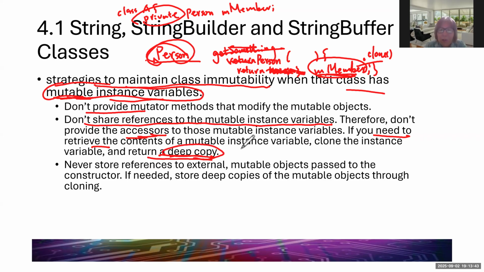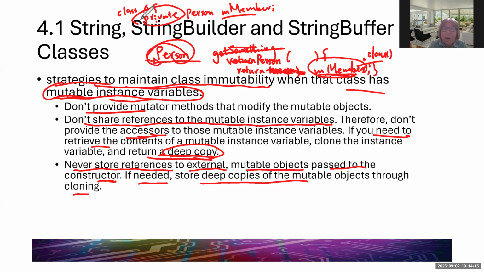Don't return a shallow copy if the instance variable is private and the type is an object type. And the third strategy is that you never store references to some external mutable object passed to the constructor. And if needed, you store a deep copy of the mutable objects through cloning.